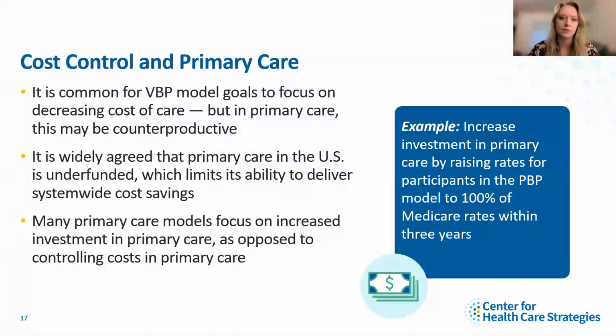And an example of a specific, measurable, clear goal related to this would be the one I have in the box on this slide. Increasing investment in primary care by raising rates for participants in the PVP model to 100% of Medicare rates within 3 years. So you can see that it meets this cost-related goal of primary care investment. It can tie to broader state priorities around system-wide cost savings through more preventative care and less acute care. And then it's a clear, specific, and measurable goal for the primary care PVP model.